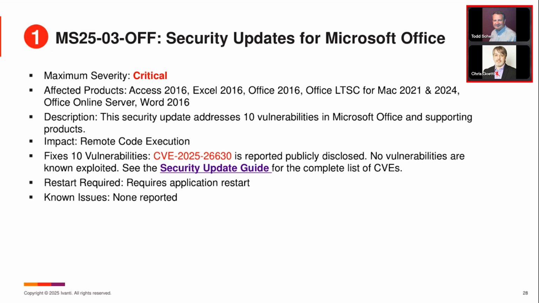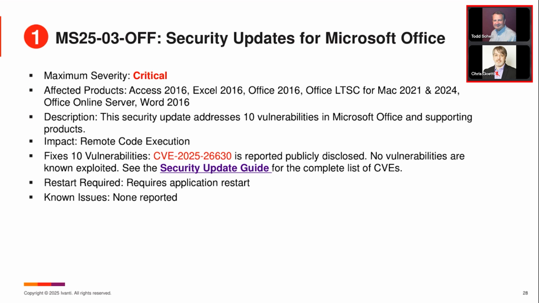On the Office side, both Office updates, the on-premise version as well as the click-to-run versions, were rated critical this month. A large number of vulnerabilities were fixed this month. There were 10 for Microsoft Office. You can see they impact Access, Excel, the general Office suite, of course, the Office Mac side, as well as Word 2016. So again, a wide-ranging number of vulnerabilities there.